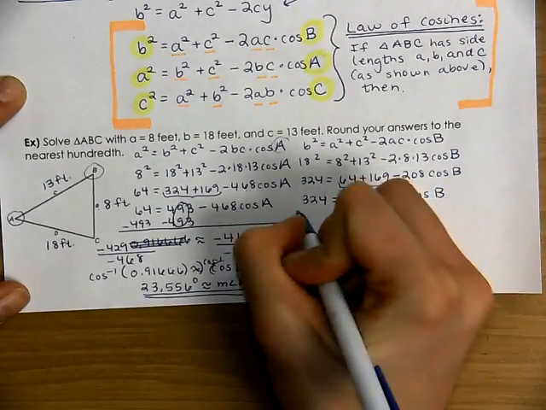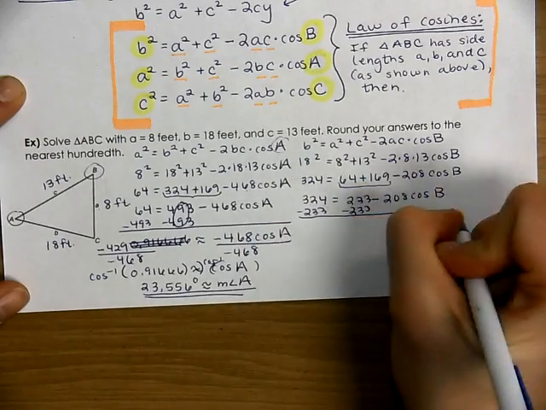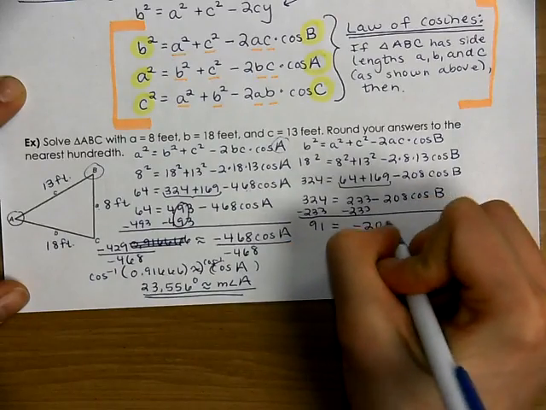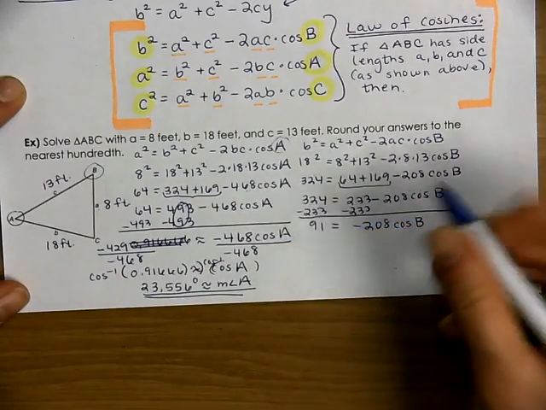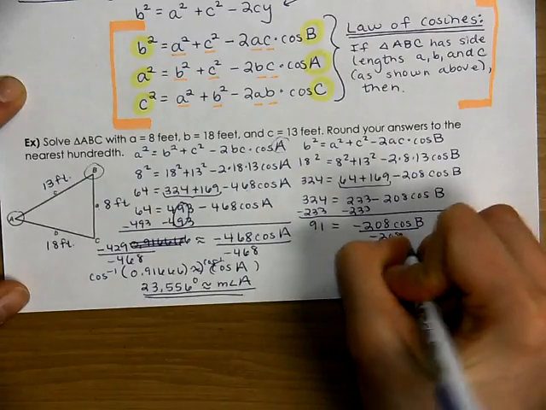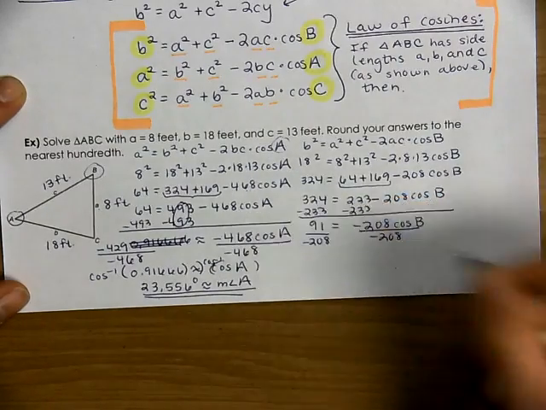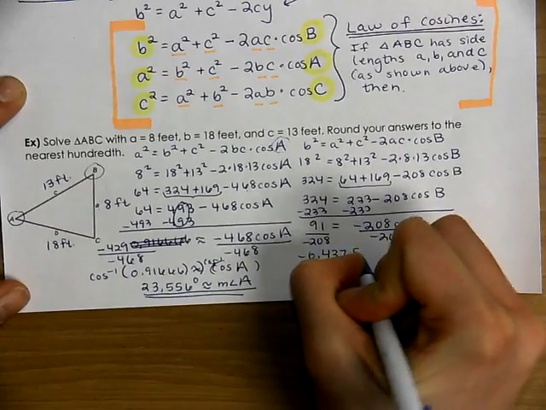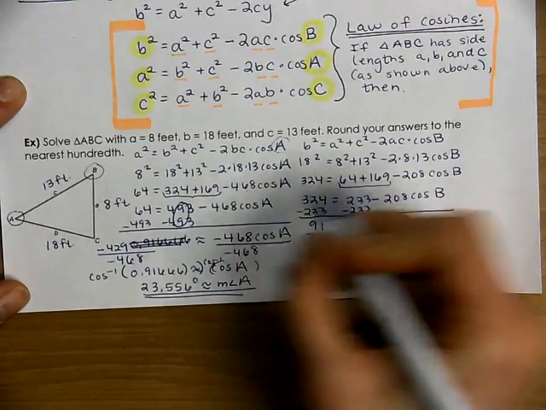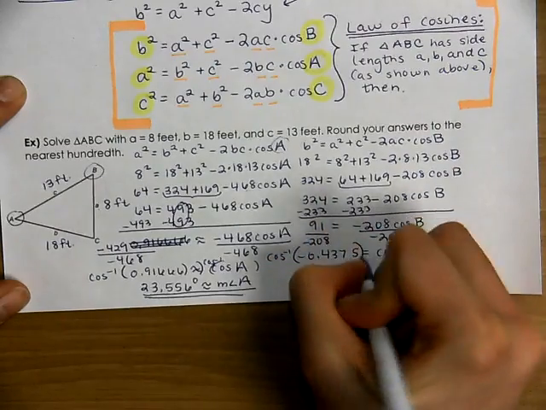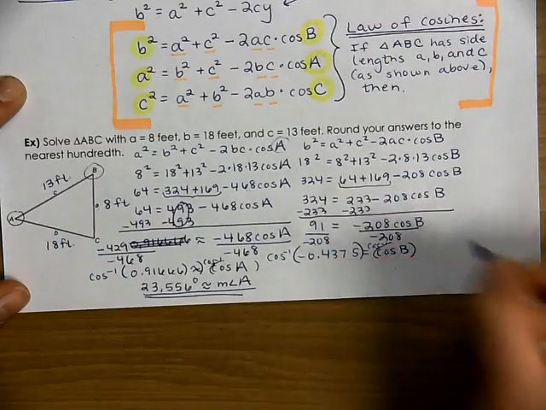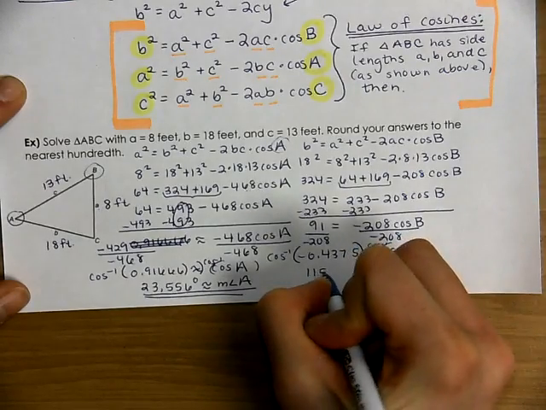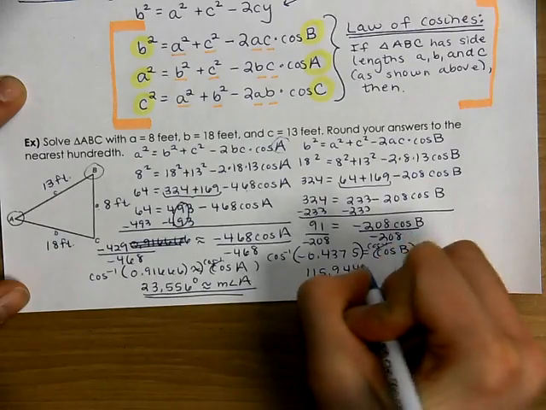Subtract 233 from both sides. I get that 91 is equal to negative 208 times the cosine of angle B. Divide by negative 208, divide by negative 208, I get negative 0.4375 is equal to the cosine of B. And when I do inverse cosine, I can now find the measure of this angle. I get that measure of angle B is approximately 115.9444.